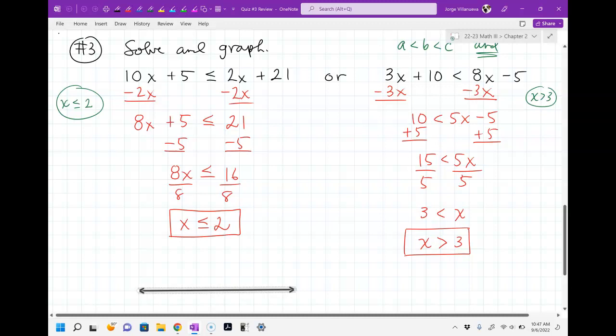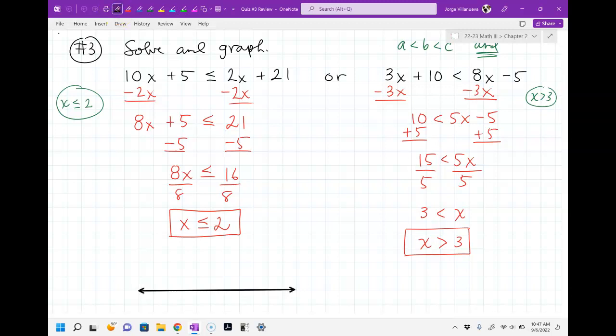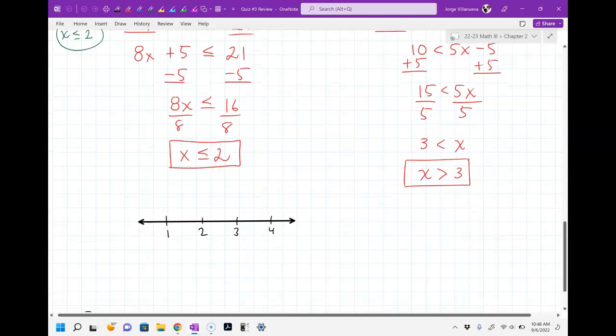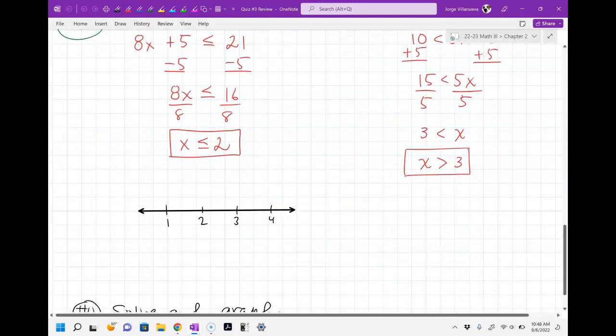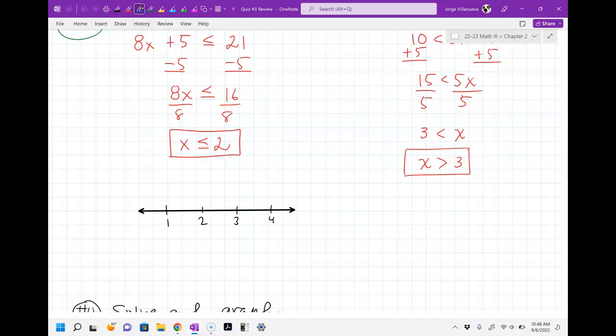You got to make sure that 2 and 3 are represented. So I'm going to start with 1, 2, 3, 4. Okay. And the first one says x less than or equal to 2. Okay, remember, less than or equal to means your dot's going to be solid at 2. Since it's less than or equal to, which direction should I go? To the left, right? Remember, less is left.